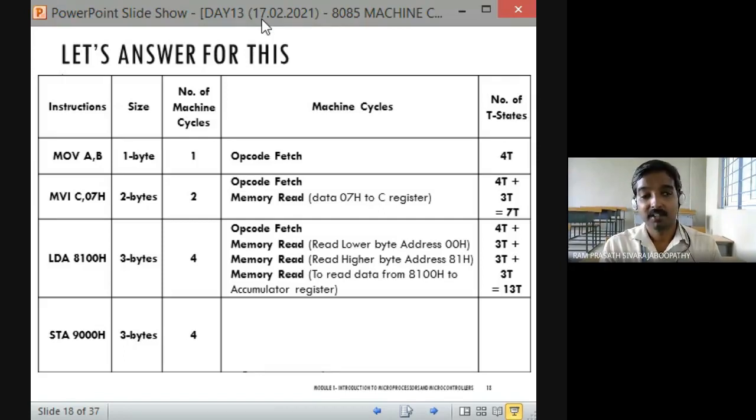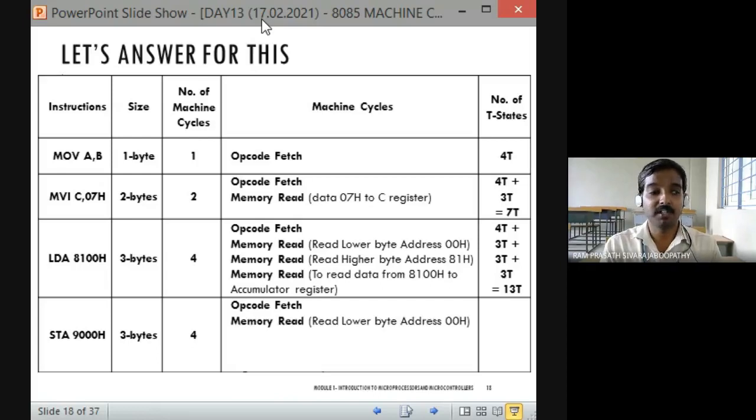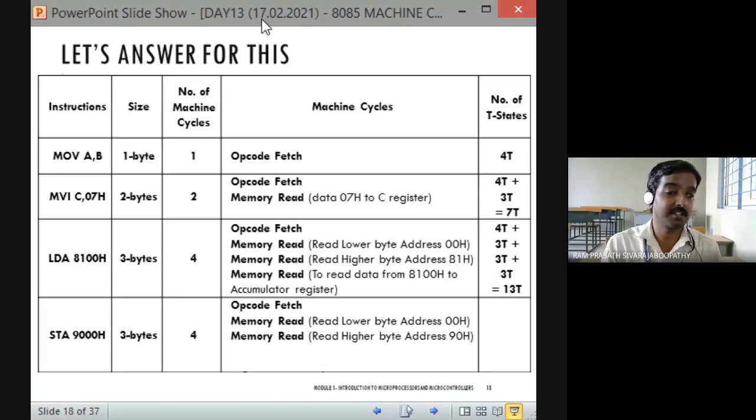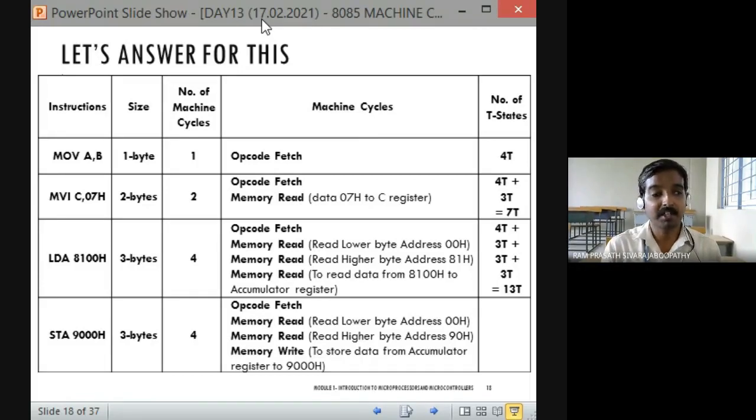The first one is opcode fetch. The second one is memory read. The lower byte of the address is read. The next one is the higher byte of the address we have read. Fine. What about the last machine cycle? See, STA means what does it have to do? It has to store the accumulator content to a 16-bit address. So it needs the address. To get the address, it needs 2 memory reads. Lower byte of the address, higher byte of the address. Fine. The last one is a memory write cycle to store the data from the accumulator to 9000H. That's all. So here also it is 13 T states.